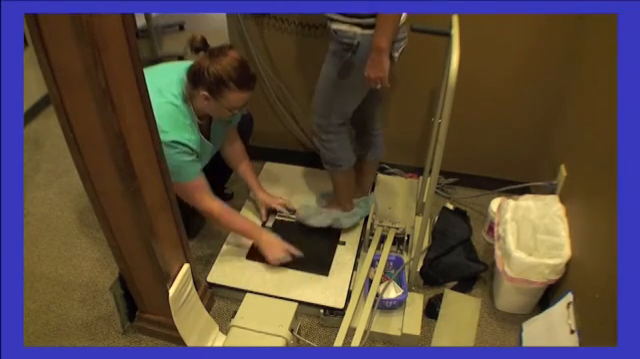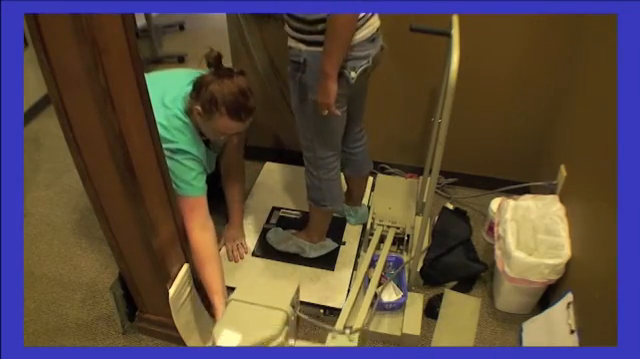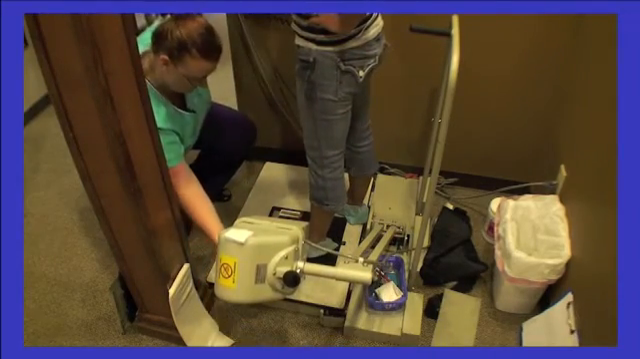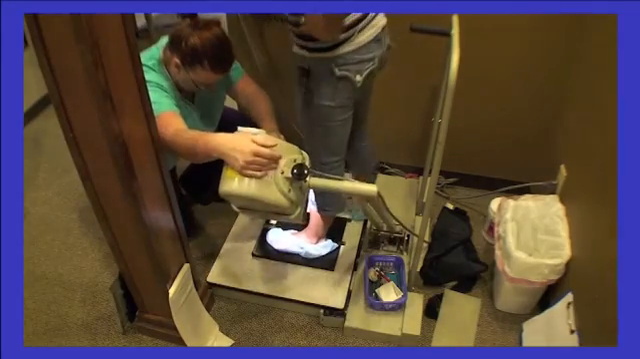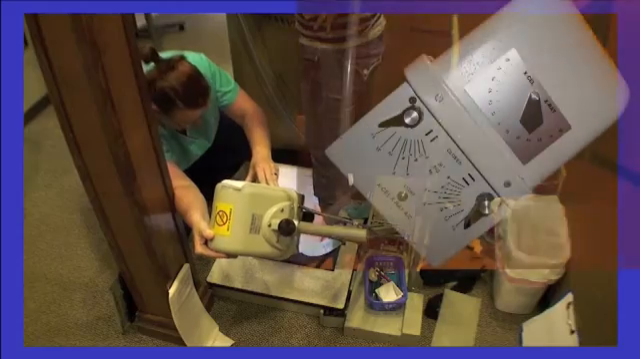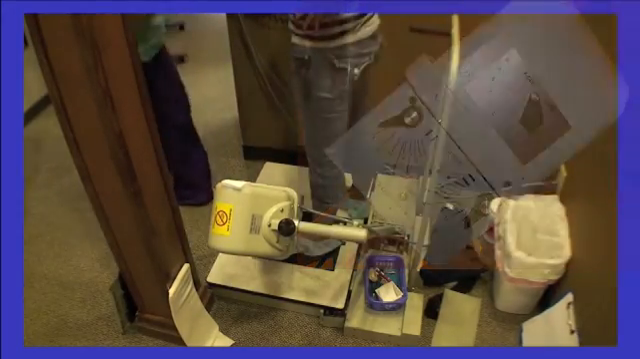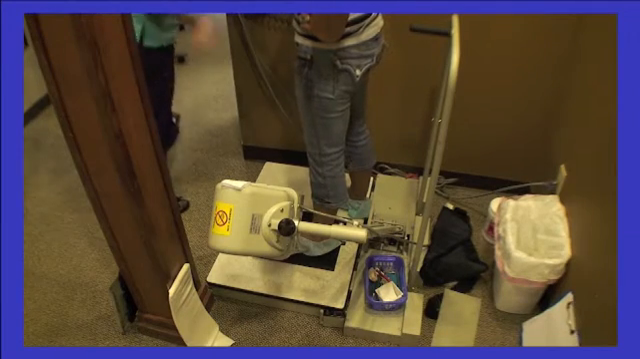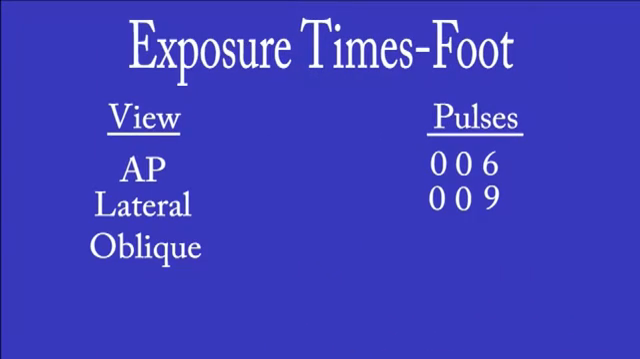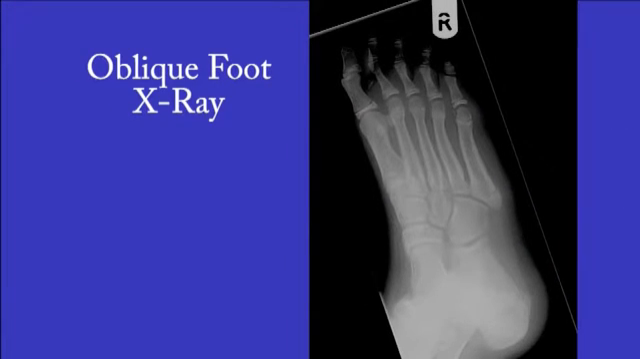You will now move the head in position. To position the head properly, you'll need to pull it down towards you, or, having just taken a lateral, push it up a bit until the degree indicator reads 45 degrees. Press your light button to calibrate the beam and make sure the black circle is in the middle of the foot. Your pulses will need to be adjusted to read 006. The X-ray can now be taken, and you've taken an oblique view.